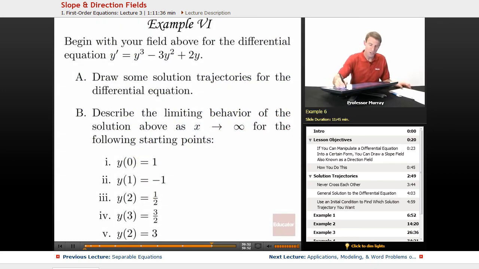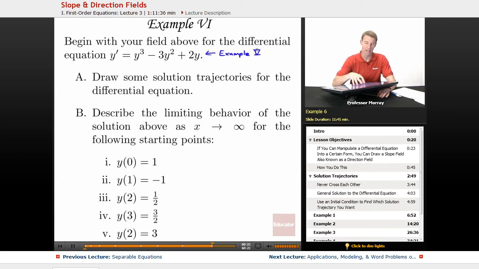So in example 6, we're going to start with the field that we had for the differential equation y prime is equal to y cubed plus 3y squared plus 2y. So we graphed this in example 5. If you haven't just watched example 5, what you want to do right now is go back and watch example 5, because that's where we generated the direction field, and we're going to use that direction field to solve example 6. So the first thing we're going to do is draw some solution trajectories.